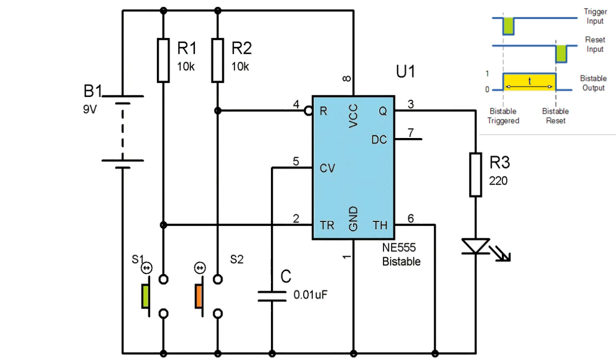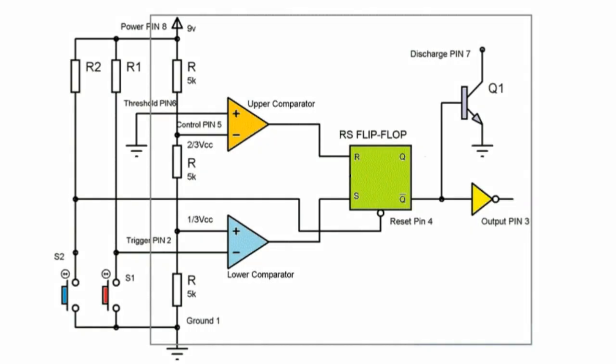Then the bistable 555 timer is stable in both states, high and low. The threshold input, pin 6, is connected to ground to ensure that it cannot reset the bistable circuit, as it would in a normal timing application.